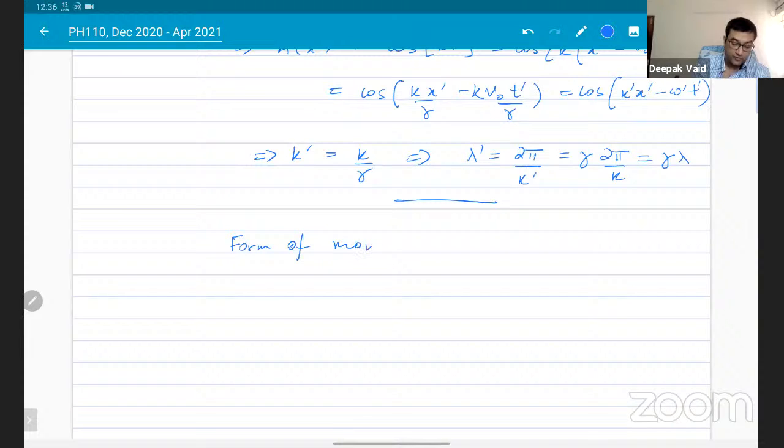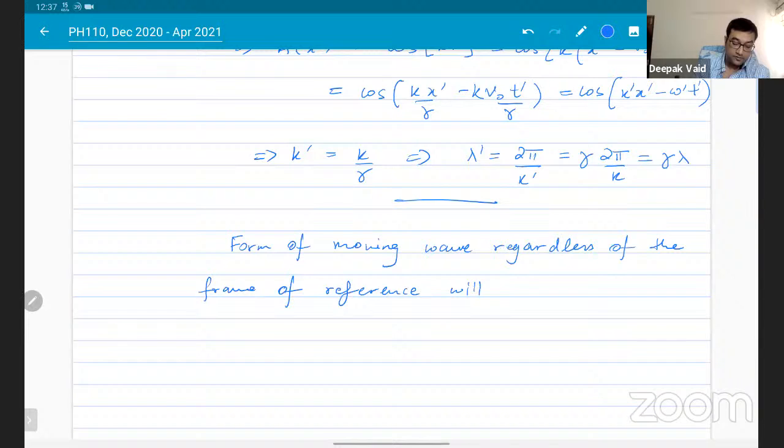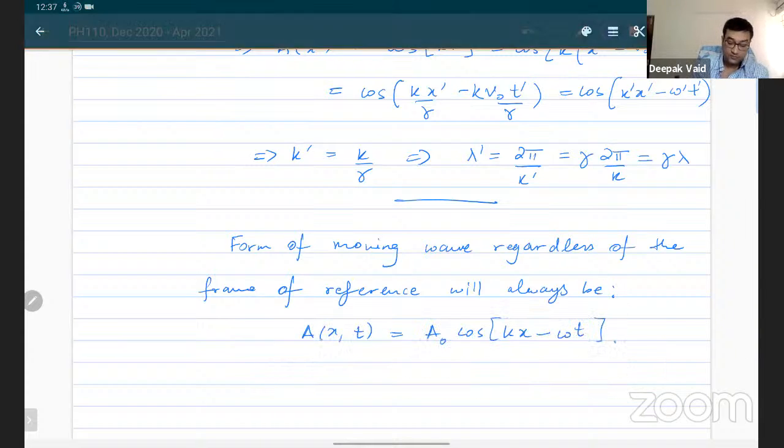So the form of the moving wave, regardless of which frame of reference you are in, will always be A of x, t equal to some A naught, because there can be an amplitude also, times cosine of kx minus omega t. So this is a moving wave, okay?